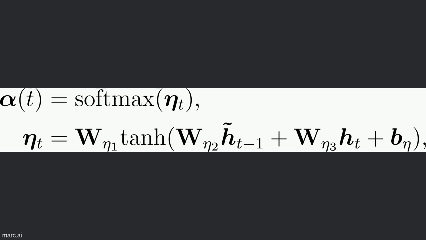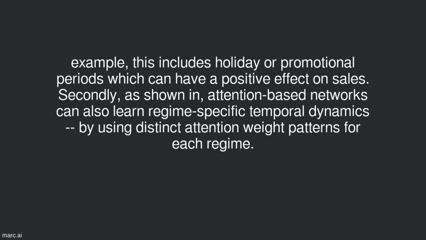More recently, transformer architectures have also been considered, which apply scalar dot product self-attention to features extracted within the lookback window. From a time series modeling perspective, attention provides two key benefits. Firstly, networks with attention are able to directly attend to any significant events that occur. In retail forecasting applications, for example, this includes holiday or promotional periods which can have a positive effect on sales. Secondly, as shown in, attention-based networks can also learn regime-specific temporal dynamics, by using distinct attention weight patterns for each regime.